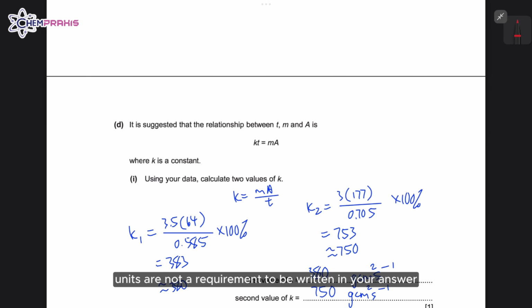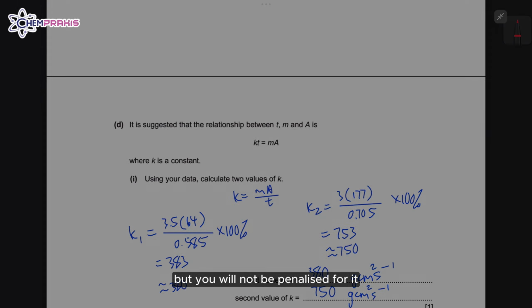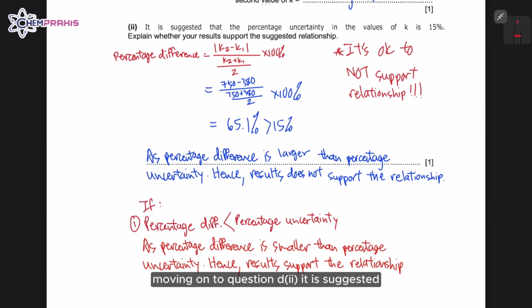Units are not a requirement to be written in your answer, but you will not be penalized for it. Moving on to question D2, it is suggested that the percentage uncertainty in the values of K is 15%. Explain whether our results support the suggested relationship.